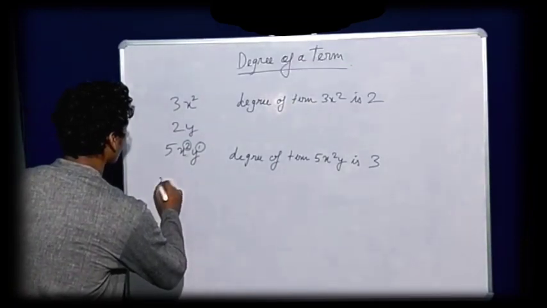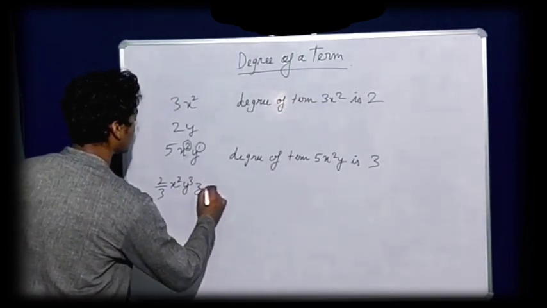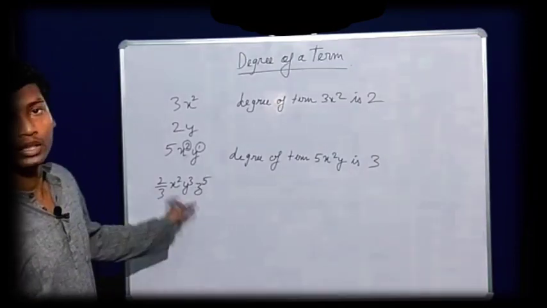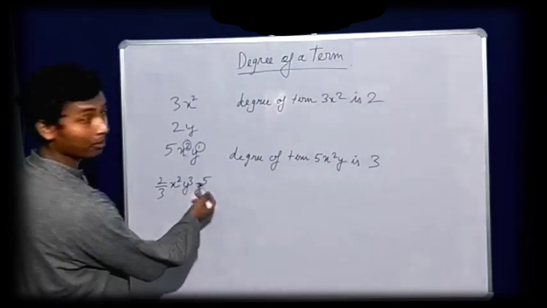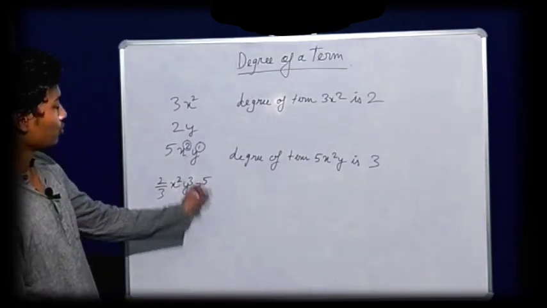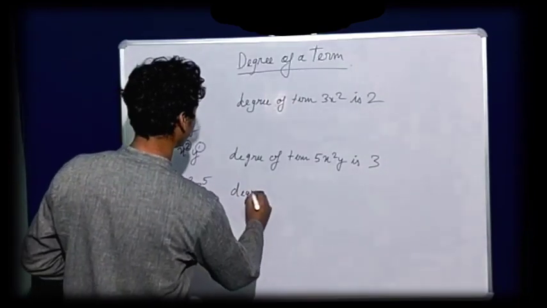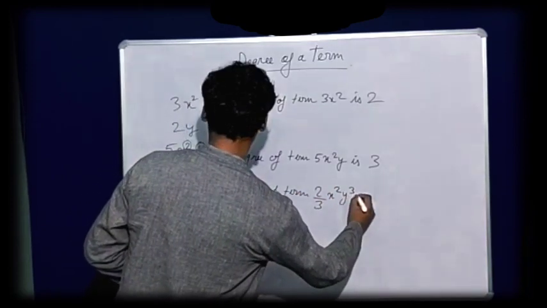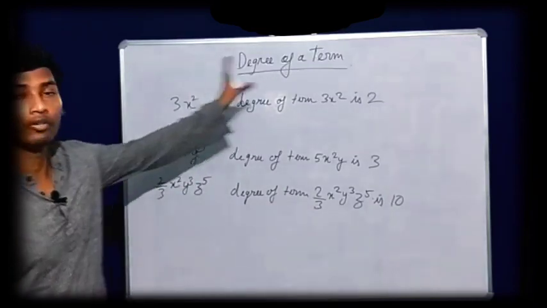So 2 by 3 x square y cube z to the power 5. Now what will be the degree of this term? So the degree of this term will be 2 plus 3 plus 5, that is the powers of x, y and z. So 2, 3 and 5 will give us 10, right? So the degree of the term 2 by 3 x square y cube z to the power 5 is 10. So I hope the degree of the term is clear.